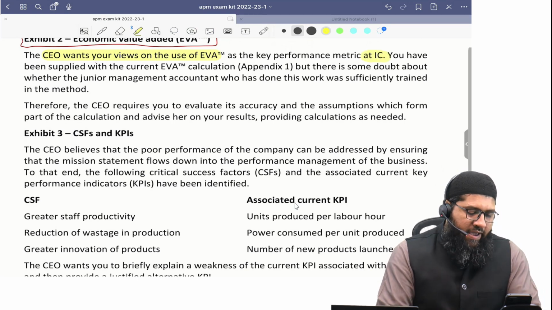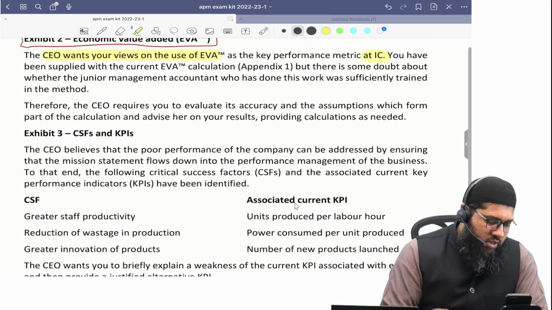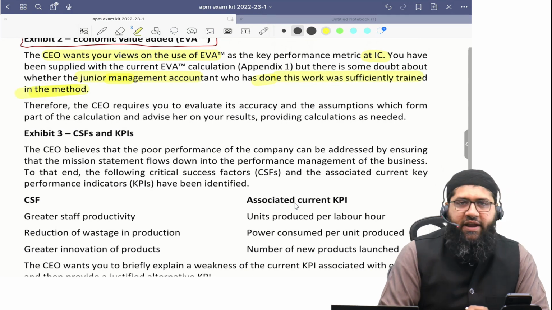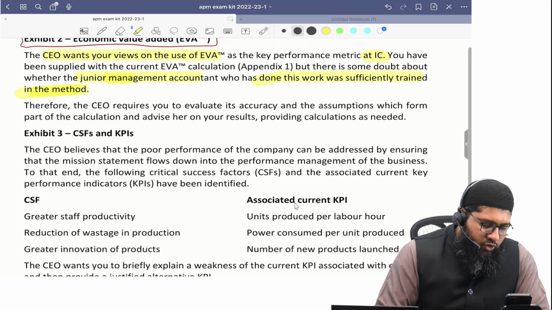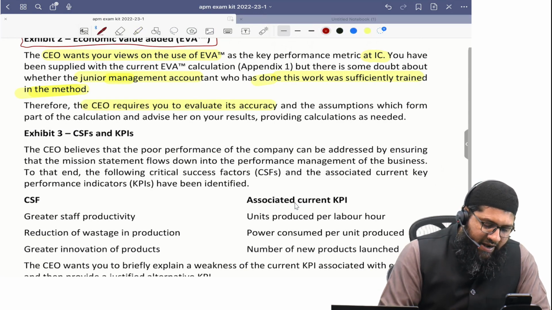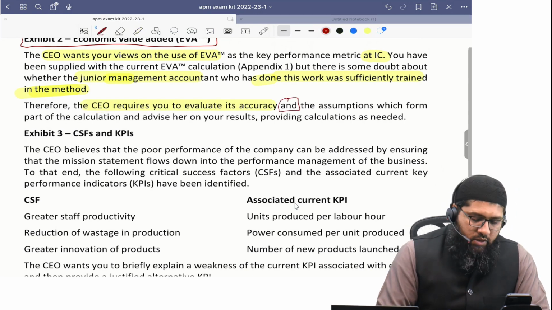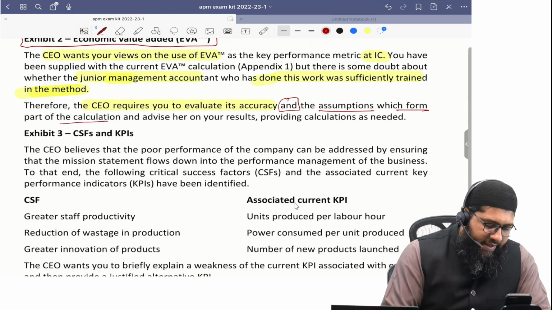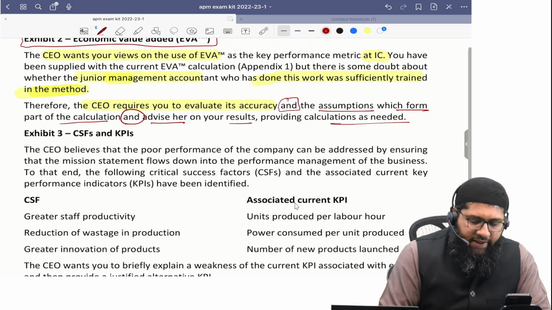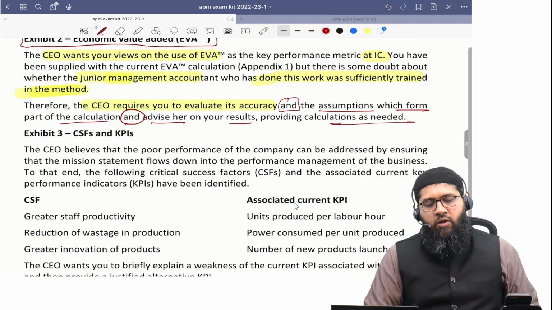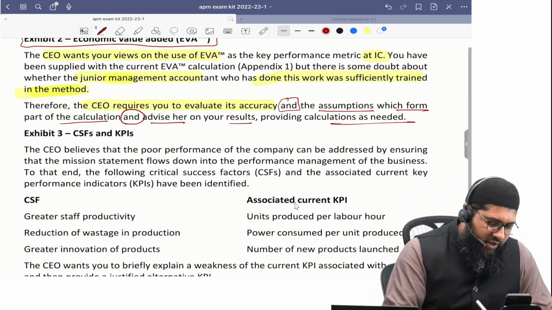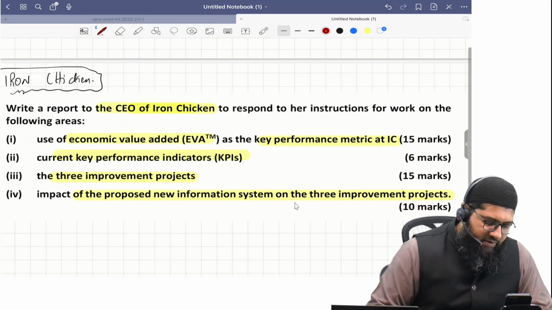You have been supplied with the current EVA calculation, but there is some doubt about whether the junior management accountant who has done this work was sufficiently trained in the method. The CEO requires you to evaluate its accuracy. And you remember I told you the word "and": the assumptions which form part of the calculation, and advise on your results, providing calculations as needed. So there are actually 3 requirements built into this specific part of the question.